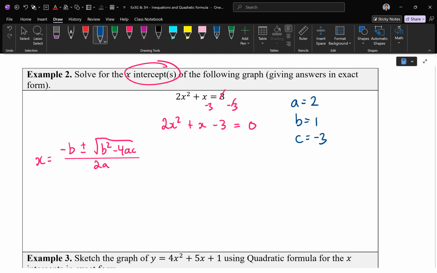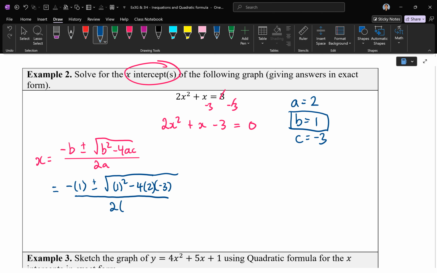Let's use the formula. B, which is 1. So I'm going to write here negative of 1. Notice my layout. I'm using the brackets to make it clear where my negatives should go. B squared, so that's again 1 squared, minus 4 times A, which is 2, times C, which is negative 3, all over 2 times A, which is 2. Simplifying this gives me negative 1 plus minus square root 1. Negative 4 times 2 is negative 8. Negative 8 times negative 3 is positive 24.